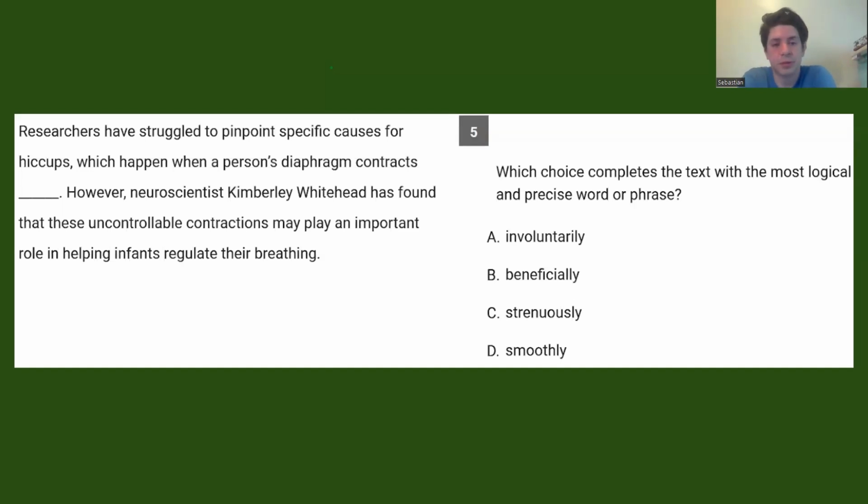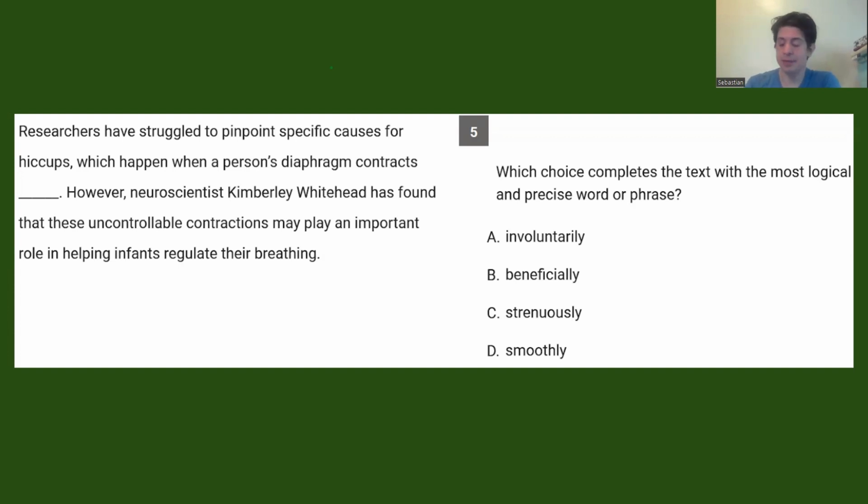So researchers have struggled to pinpoint specific causes for hiccups, which happen when a person's diaphragm contracts. Blank. However, neuroscientist Kimberly Whitehead has found that these uncontrollable contractions may play an important role in helping infants regulate their breathing. Which choice completes the text with the most logical and precise word or phrase?